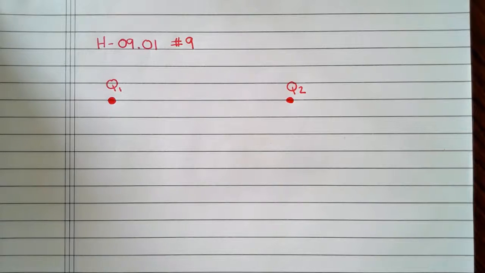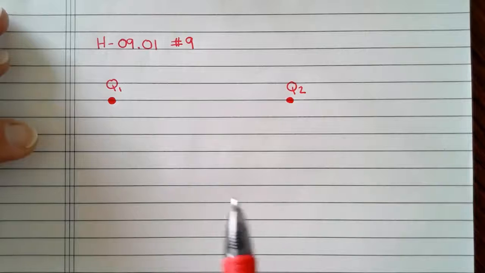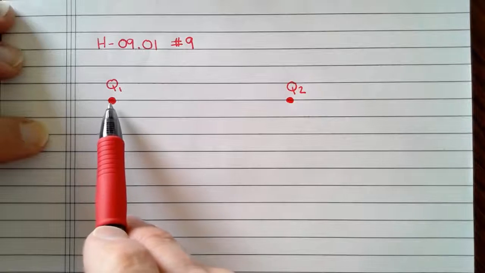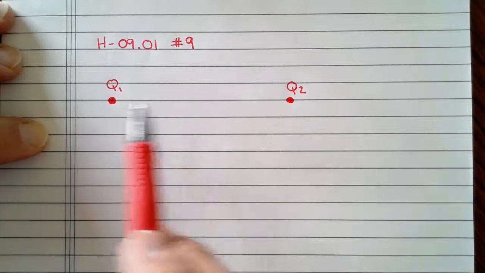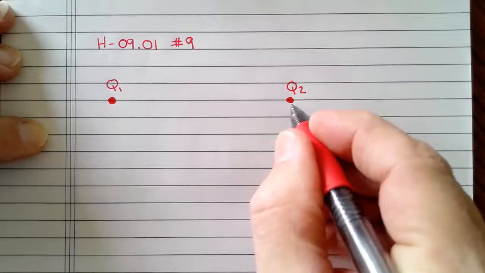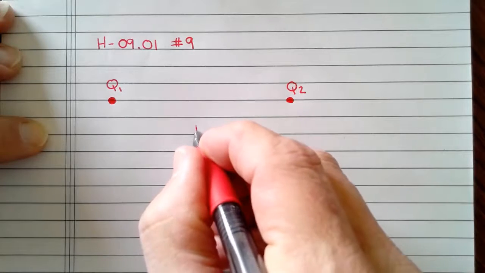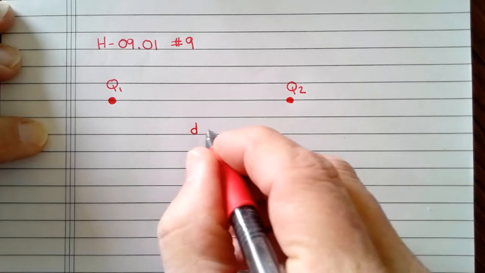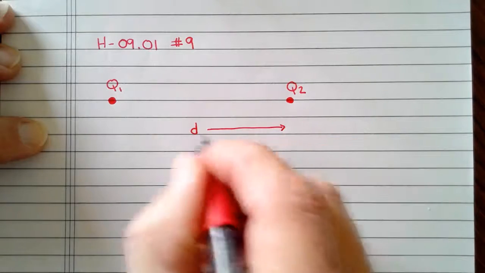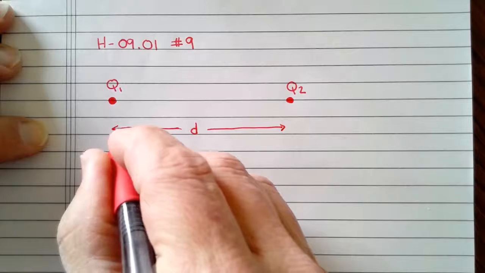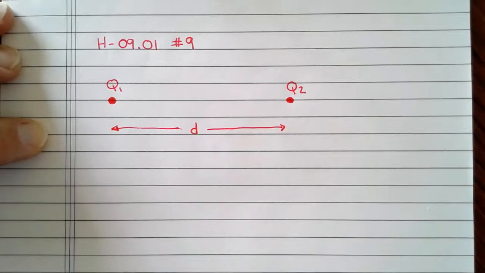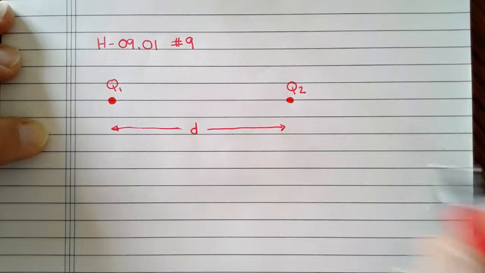All right, so let's look at problem number 9 here. What you have is one charge, which is located at the origin. You have a second charge, which is located some distance d over here. So this distance, I'm going to call it d, is how far the second charge is located from the first charge. And what we want to know is where could you put a third charge so that the net force on this charge is 0.